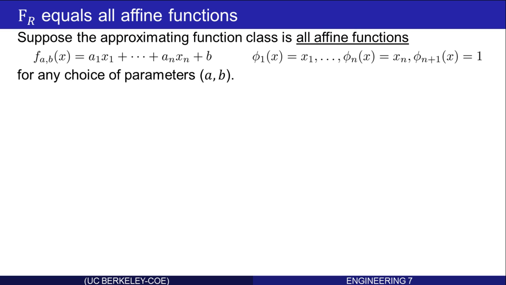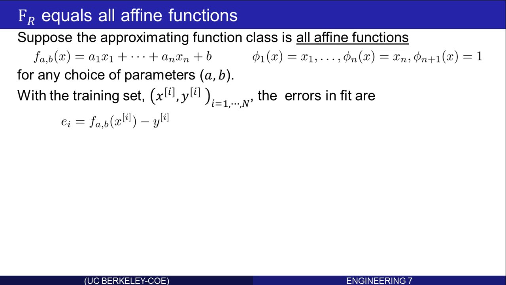In terms of basis functions, the first basis function, phi1 of x, is just the first component of x. The second basis function, phi2 of x, is the second component of x. And the nth basis function, phi n of x, is simply the nth component of x. Finally, the n plus 1th basis function is 1, and that's what leads to the constant b term. With the training set, the errors in the fit are defined as usual. It's the approximating function evaluated at the ith training x minus the y value at the ith training point.